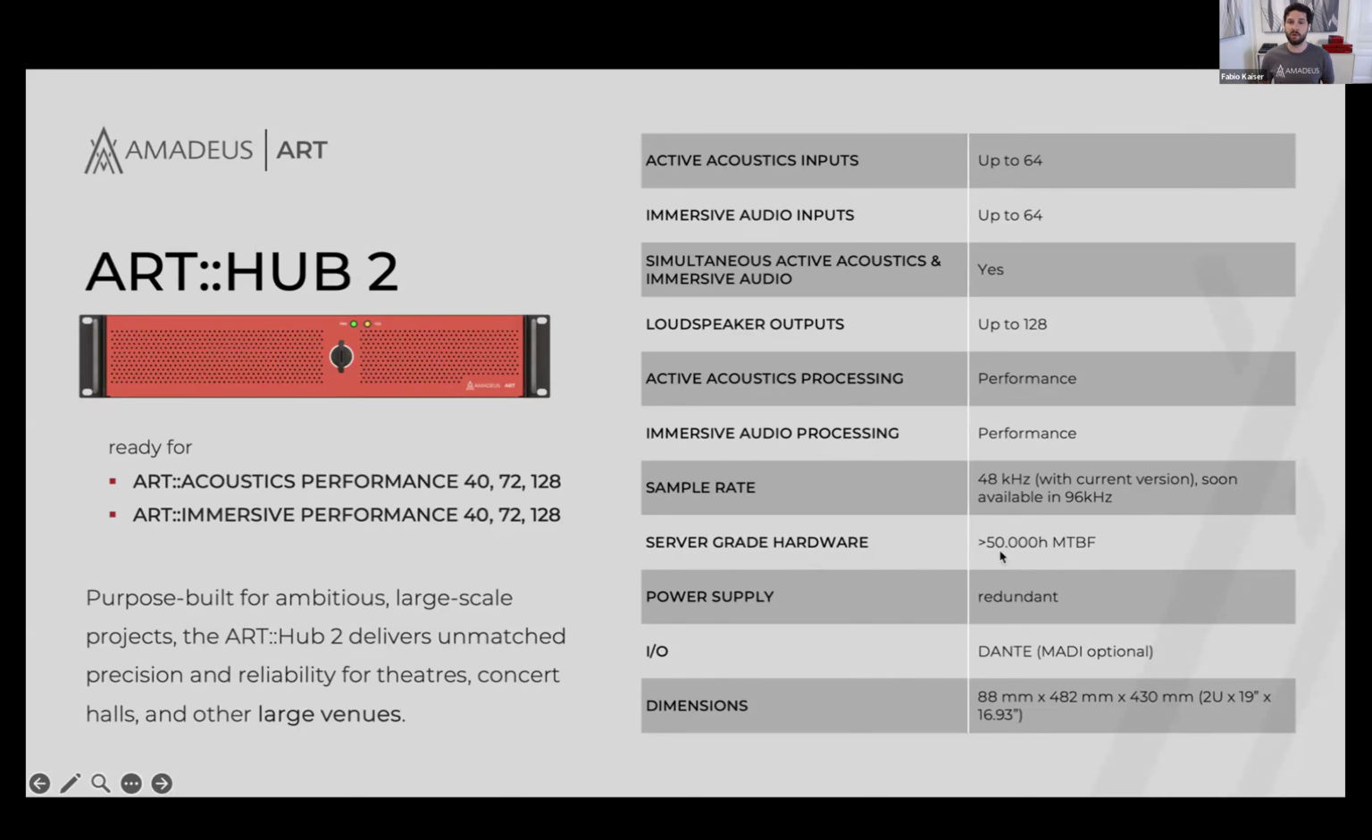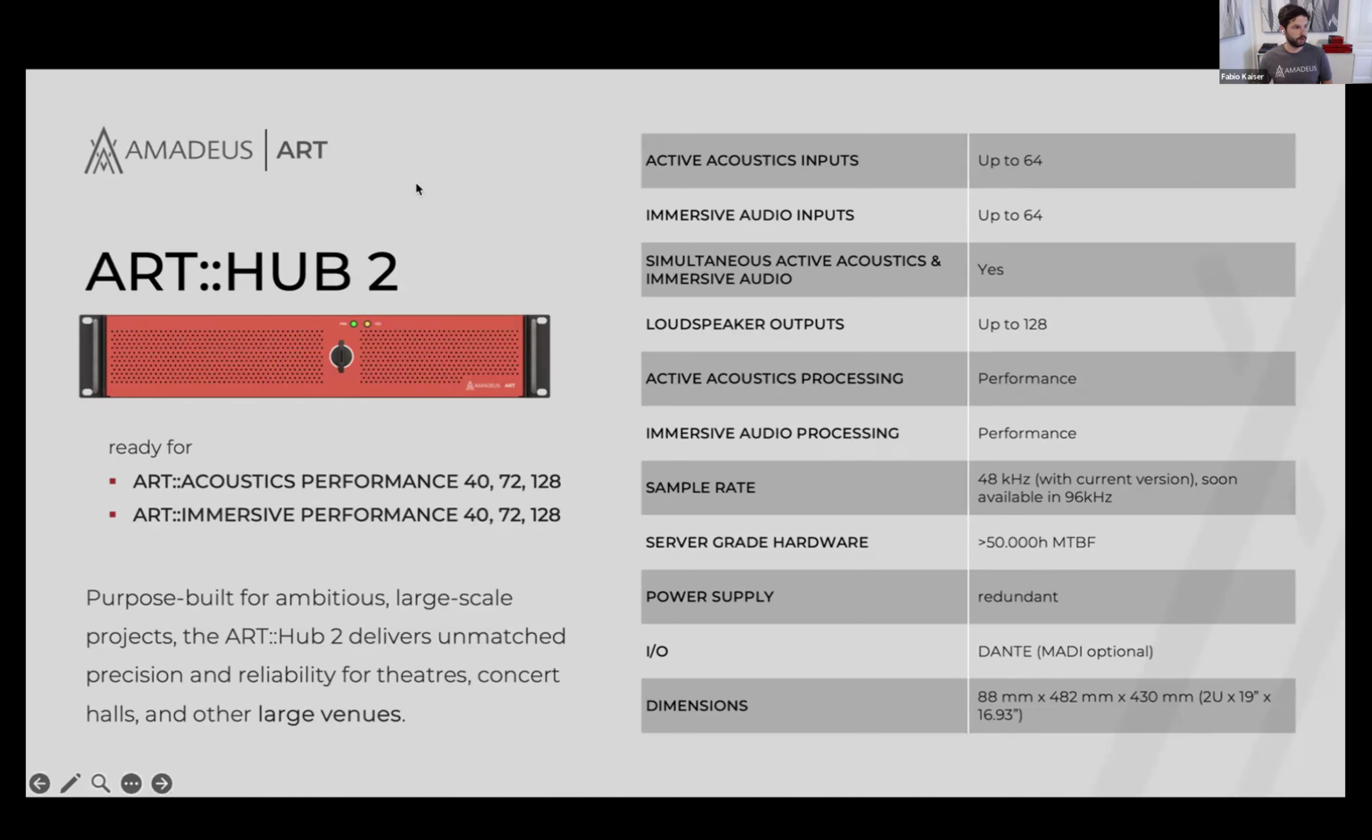This measure is mean time before failure, which is higher than 50,000 hours, which is approximately 5 years. So if the machine runs in constant usage, it takes 5 years until the first failure comes up. So really server-grade hardware. Redundant power supply, Dante I/O, very important. This is the standard version, but optionally, we can use MADI.